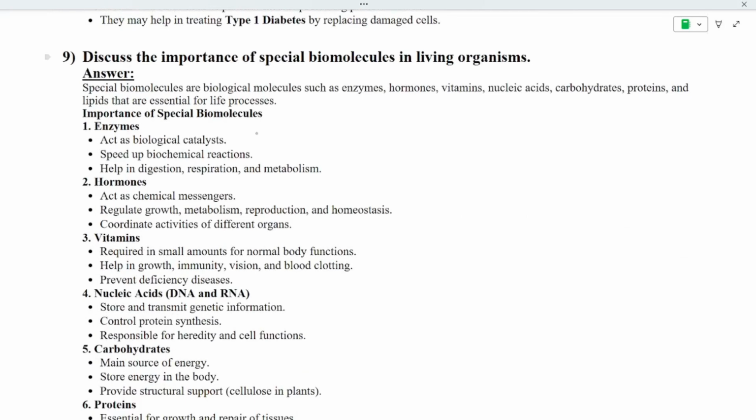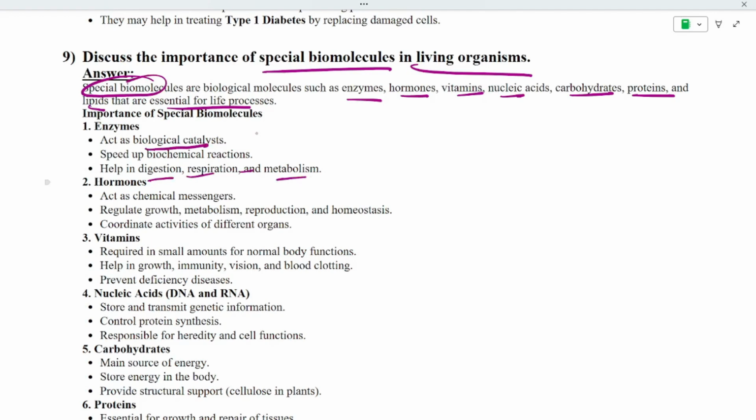Next, you can see discuss the importance of special biomolecules in living organisms. Special molecules such as enzyme, hormone, vitamin, nucleic acid, carbohydrates, proteins, and lipids, they are essential for life process. So that is called as special biomolecules. Okay, enzyme. It acts as biological catalyst, as we have discussed, in digestion, respiration, and metabolism. Hormones act as chemical messengers, regulate the growth, development, reproduction, homeostasis, and all.